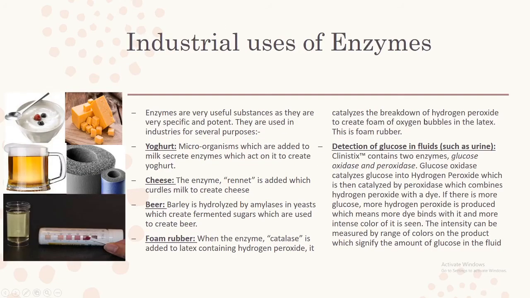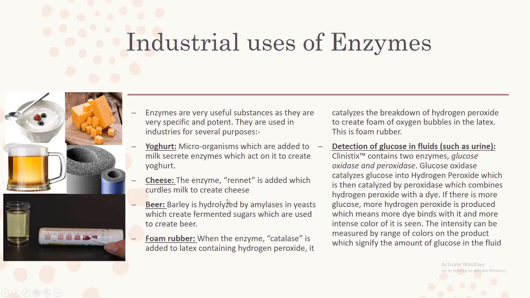Industrial uses of enzymes. This is very important. Enzymes are very useful substances as they are very specific and potent. Now we will learn what is potent in a further coming chapter. They are used in industries for several purposes. Yogurt. Microorganisms which are added to milk secrete enzymes which act on it to create yogurt. We will study this in the chapter of biotechnology in detail, but you should know that microorganisms are added to milk, which secrete enzymes which then act to create the yogurt.